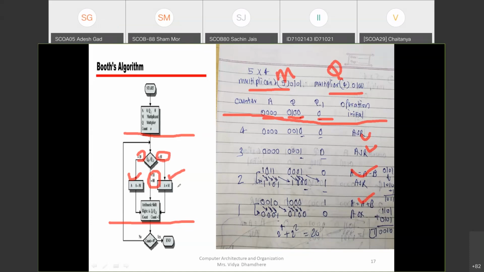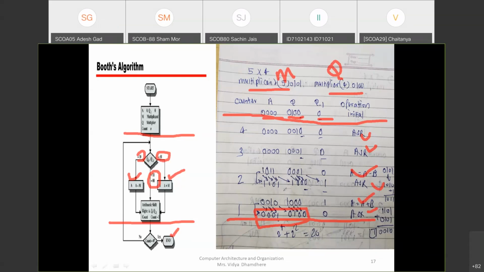The arithmetic right shift operation is also done simultaneously in the second step itself, whenever there is a subtraction or addition operation. That comes under phase 2, which we have completed in terms of solving the problem. Now the last stage is the end of operation. Whenever we end the operation, it indicates that the content of registers A and Q represent the final result.